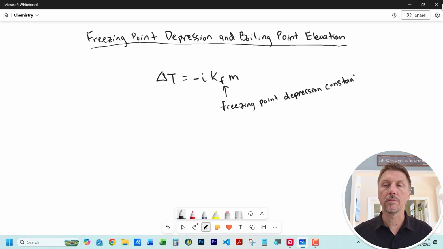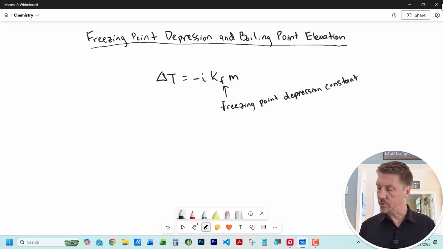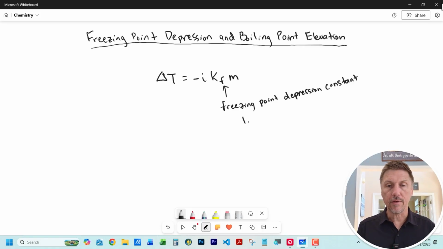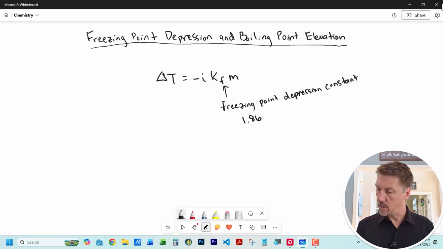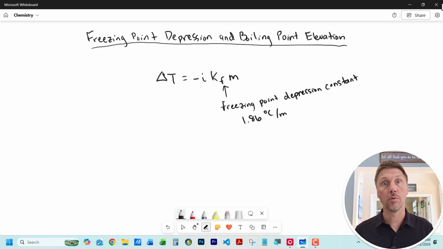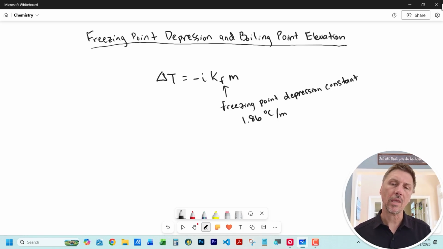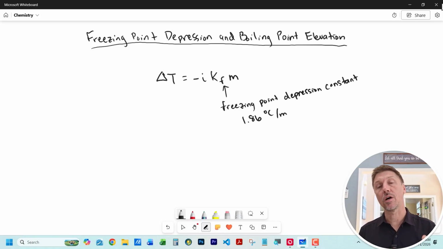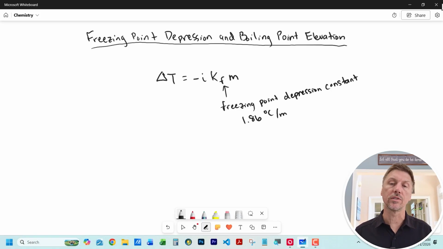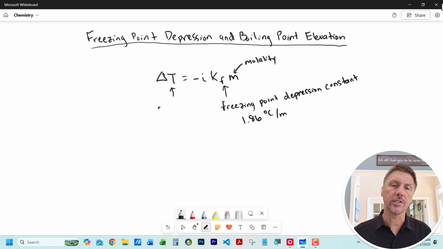Most of the problems we're going to use involve water, and for water that value is 1.86 degrees Celsius per molality, lowercase m. If we know the liquid we've added the solute to is water, then we can use this freezing point depression constant. I'll give you that in the problem if you need it. m, like we said, is molality, and this is temperature, so change in temperature.